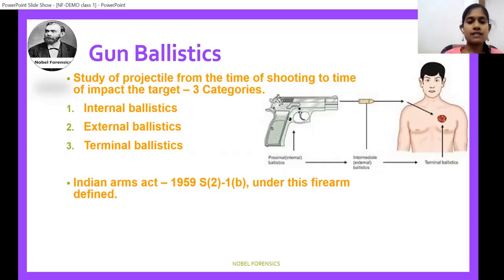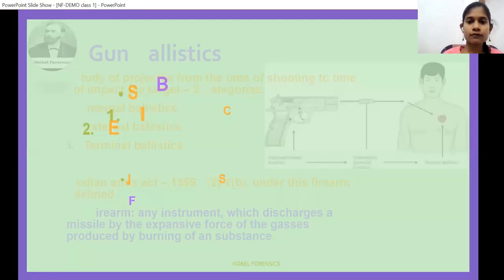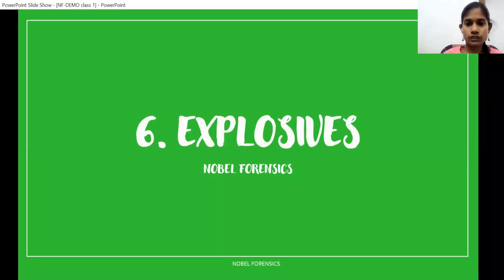Then the Indian Arms Act, it is important. It was enacted in 1959. Under Section 2(1)(b) of the Indian Arms Act, the firearm is defined as I added in the previous slide. A firearm is any instrument which discharges a missile by the expansive force of the gases produced by burning of a substance. That is the definition of a firearm. Then coming to the next topic, explosives.